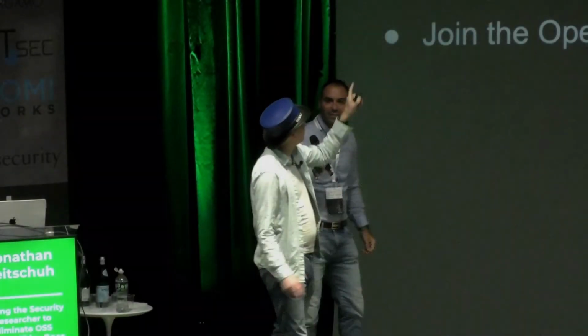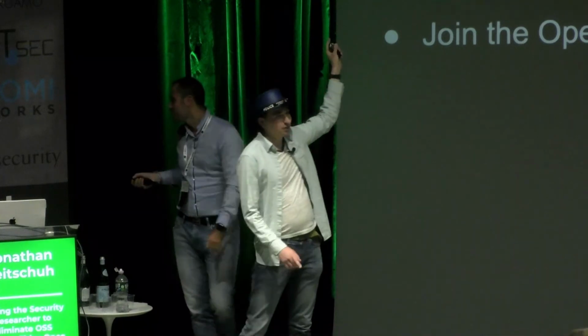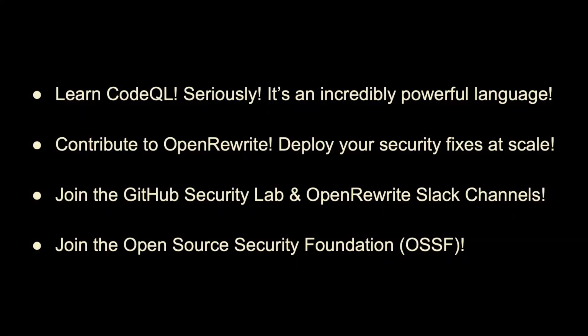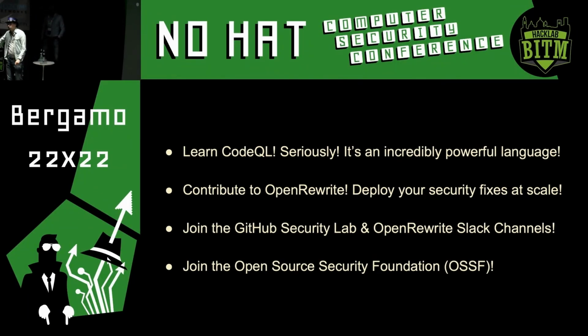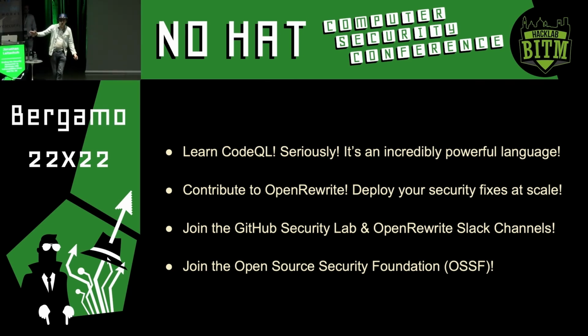So, some final notes. Learn CodeQL. It's really powerful. You can find vulnerabilities at scale. Contribute to OpenRewrite. Join the GitHub Security Lab and OpenRewrite Slack channels. They're both open. And then also, if you're interested in open source security at large across the industry, there's the Open Source Security Foundation, which is a part of the Linux Foundation. And they're having open meetings. There's an open calendar. You can join their meetings to discuss open source security vulnerabilities and securing open source at large just by joining their meetings.